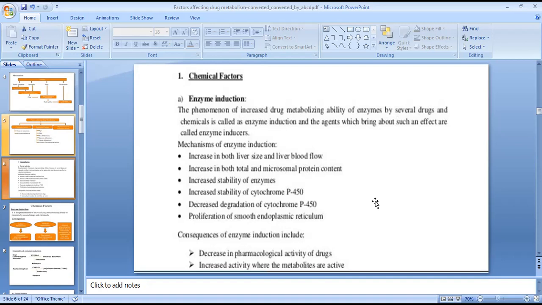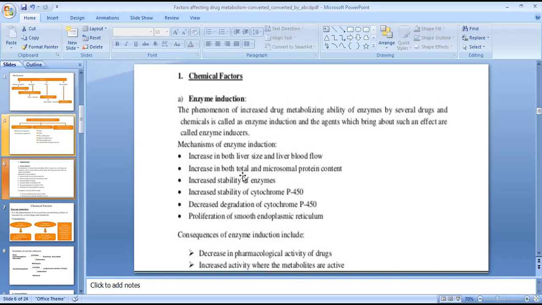See, we all know liver is the main organ which is involved in the metabolism of the drug molecule. And now why is liver involved in the metabolism of the drug molecule? Because liver contains the majority of the enzymes which will metabolize the drug molecule. Now, an increase in the liver size or liver blood flow will increase enzyme induction.